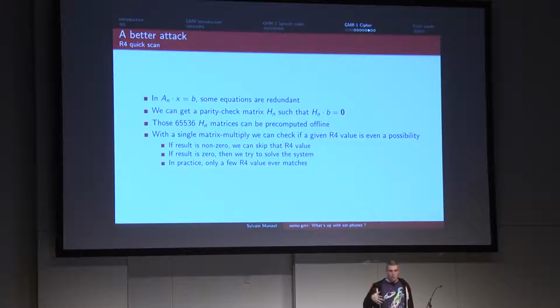And so instead of solving an entire system of equations, the only thing you need to do is one matrix multiplication, and that is pretty fast. In the end, you're going to have a couple of possible matches, so you're going to solve maybe 3 or 4 systems of equations instead of solving 65,000, and that's much, much faster.